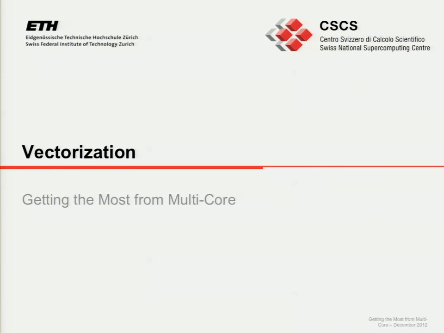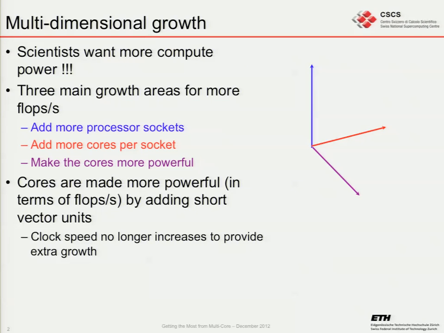Okay. So, scientists want more compute power. They also want the right results, which always gets in the way of getting faster code, but anyway. So there are 3 main growth areas for flops. One is add more processor sockets.